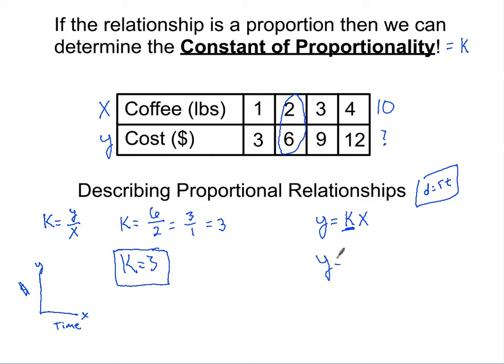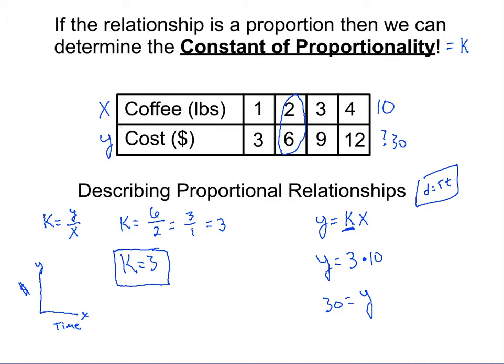All we would do is Y equals, I know the constant of proportionality is 3. I know that I want to buy 10 pounds of coffee. All I'd have to do is 3 times 10. So 30 equals Y. So the cost would be $30. All right, sorry about that little mix up there. I hate making mistakes just because I know it confuses you guys sometimes when I do that.